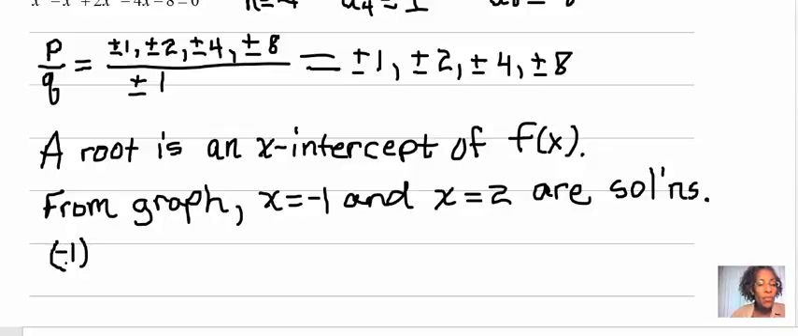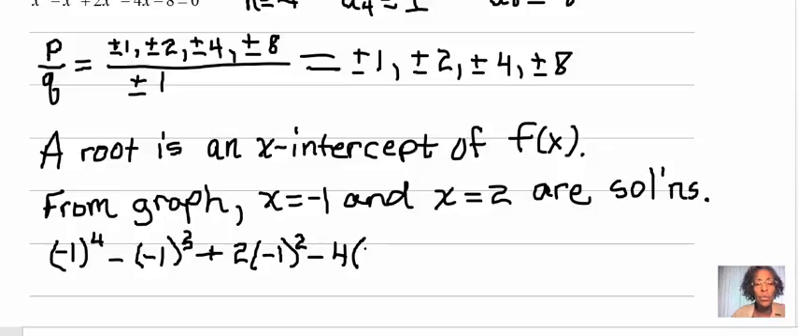So let's raise -1 to the 4th. We want to make sure we haven't misinterpreted the graph, but we know we haven't because the rational roots theorem told us what the possibilities were for rational roots. And we saw that 2 of our possibilities, just by looking at the graph, were actually rational roots.